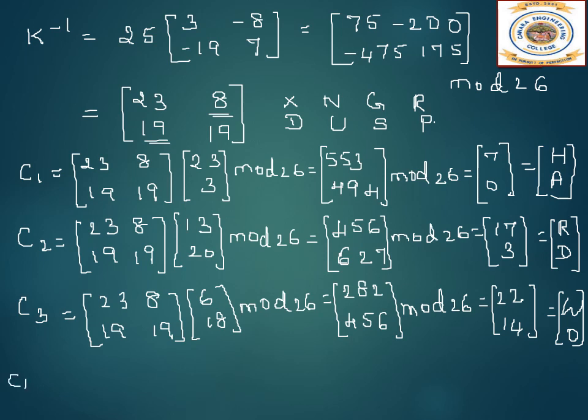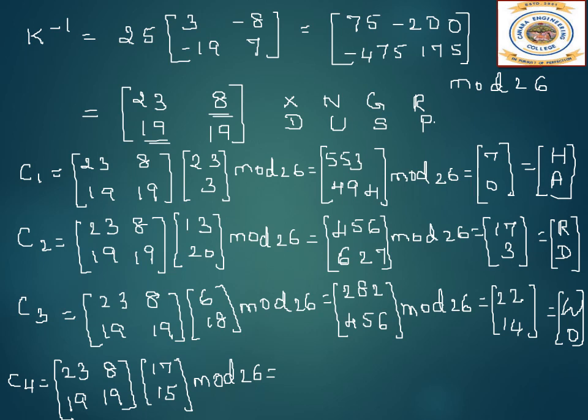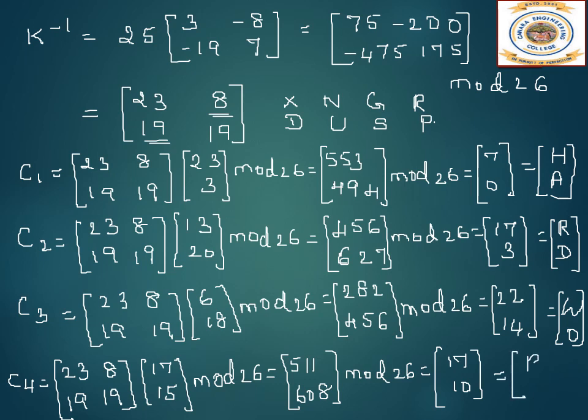Next, C4. C4 will be 23, 8, 19 and 19. And here it is R and P. R and P will be 17 and 15, mod 26, which is equal to 511 and 608 mod 26, which is equal to 17 and 10. So 17 and 10, the alphabet equivalent will be R and K.